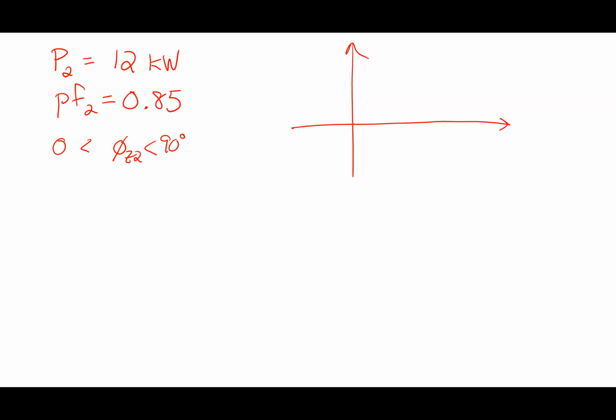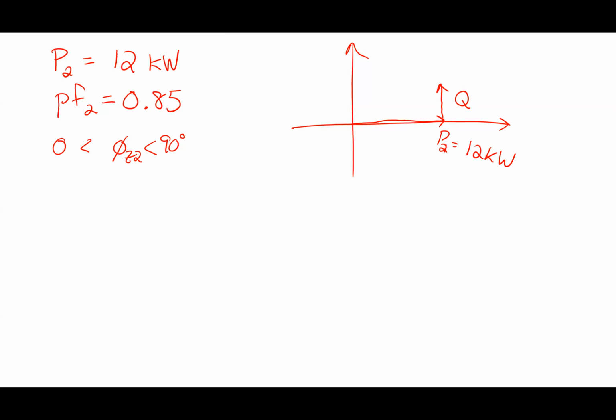Yeah, the real axis part. I'm told that P2 is 12 kW. All right, so what do I got to do? I got to figure out my Q. I drew Q going up, not going down. Why is that?